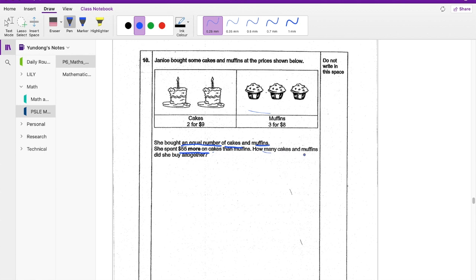Then it asks, how many cakes and muffins does she buy altogether? So we consider, for example, if I buy U cakes, right? Because she buys an equal number, she will buy U muffins. Then we need something to form an equation, right? What's the equation? It says she spent $55 more on cakes than muffins.